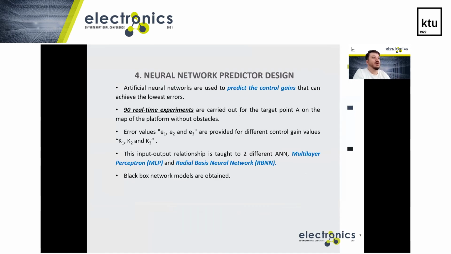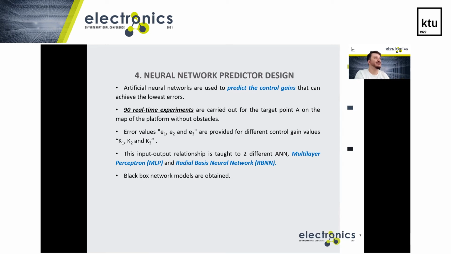And then we made the neural network predictor design. As I said before, we proposed to predict the control gains using artificial neural networks. And we made 90 real-time experiments. We will see these experiments in the following slides. We made these experiments for the target point A and for the platform without obstacles.